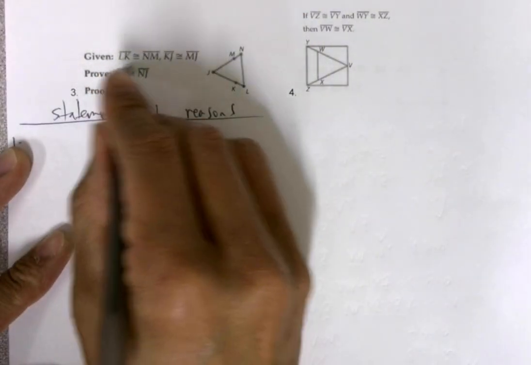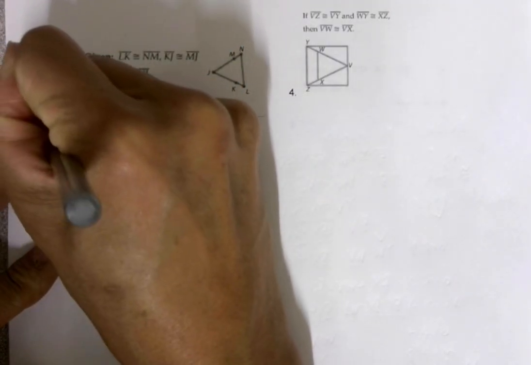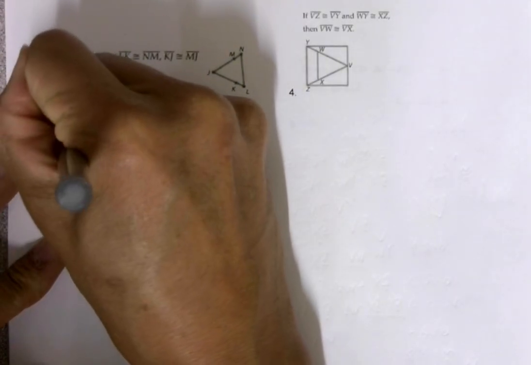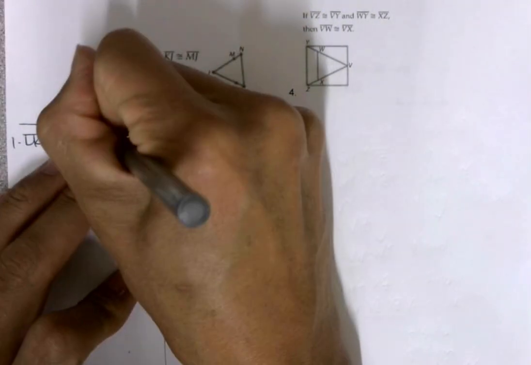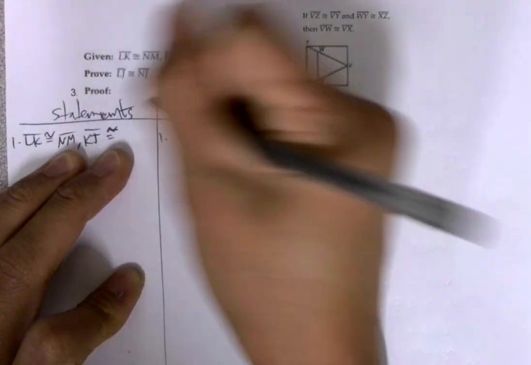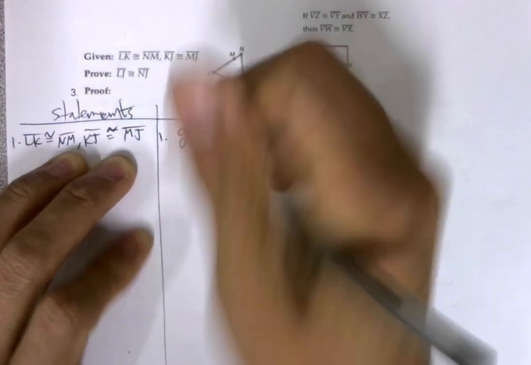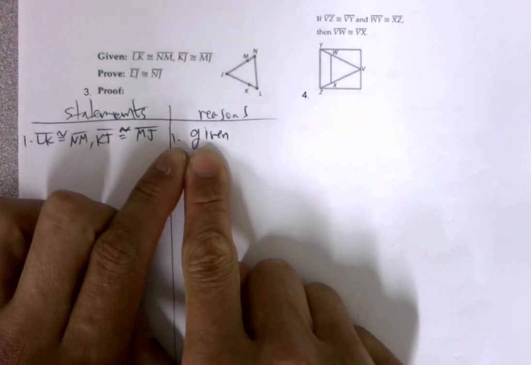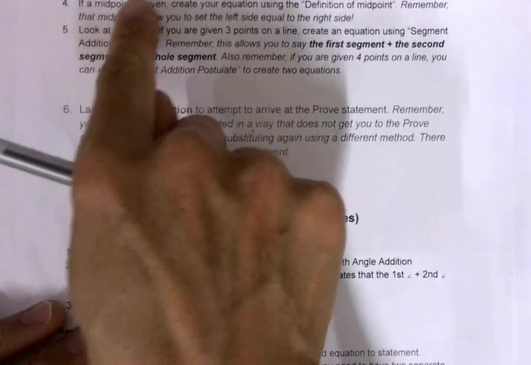What do we do next? We take our givens and we put them in as statement number 1. So I want to put line segment LK congruent to line segment NM, and then I'm going to say line segment KJ is congruent to line segment MJ, and my reason is going to be given. The reason for the first statement is always given. What is the next step in my algorithm here?